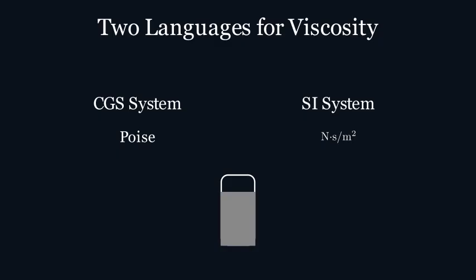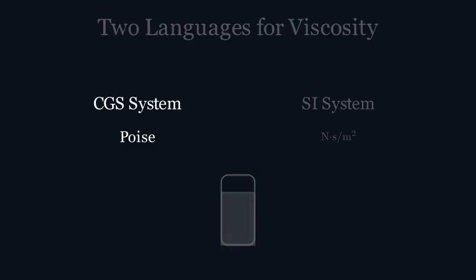To convert them, we have to break them down into their fundamental building blocks. 1 poise is defined as 1 gram per centimeter second. These are the fundamental units of mass, length, and time in the CGS system.